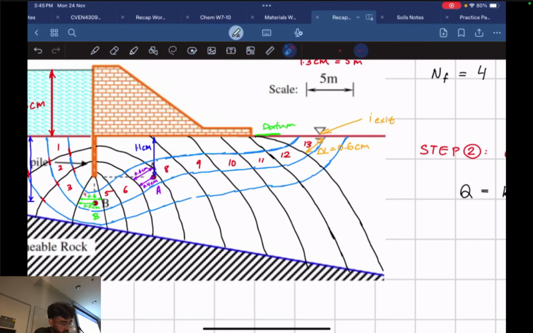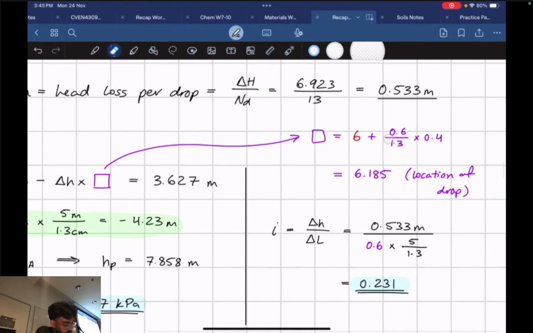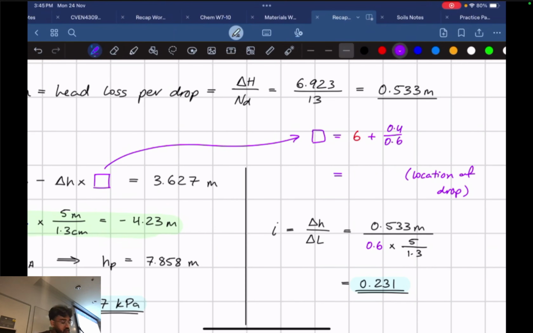Oh, what am I doing? Sorry, this is incorrect. It should just be 0.4 over 0.6. Yeah, is that what you're talking about? Yeah, sorry, that's a mistake on my end. That makes a lot more sense, because when I was reading, I was wondering where I got the 1.3 from. Okay, sorry, 0.6. So you get 6.67.